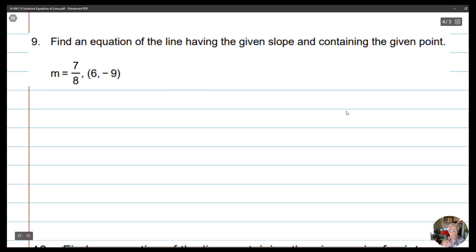Okay, now, we're going to have an extra step or two, so we have to go slowly. I have to go slowly and really concentrate on what I'm doing, because of this fraction slope. Watch what I do. y minus y1 equals m times x minus x1.